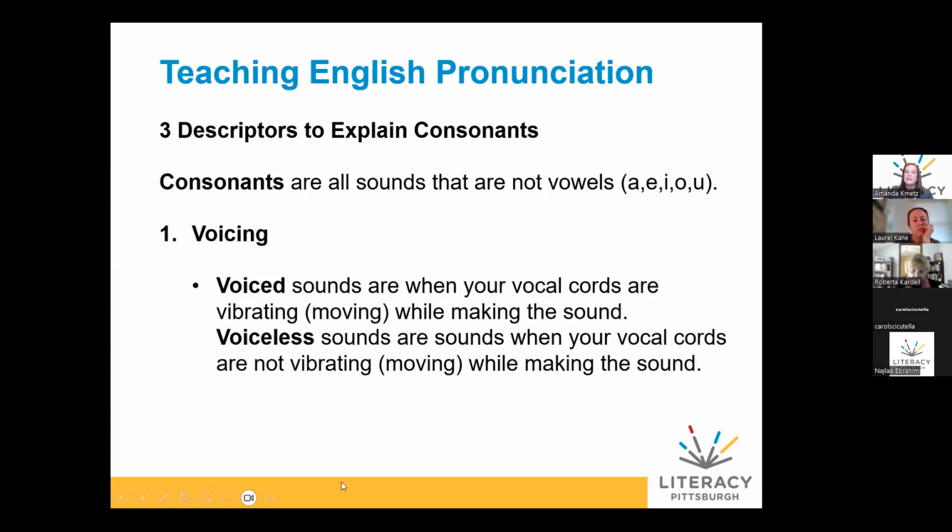And voicing basically means, are your vocal cords involved in making the sound? So voiced sounds in English are when your vocal cords are vibrating or moving while you make the sound. Voiceless sounds are sounds when your vocal cords are not vibrating or not moving.